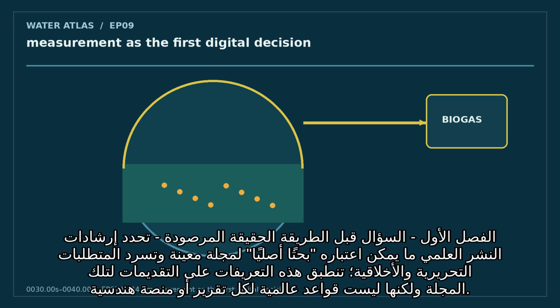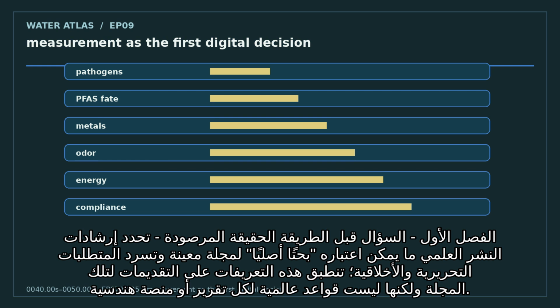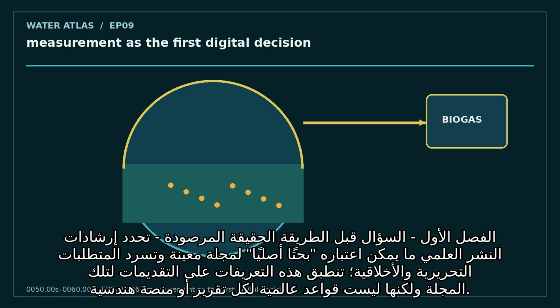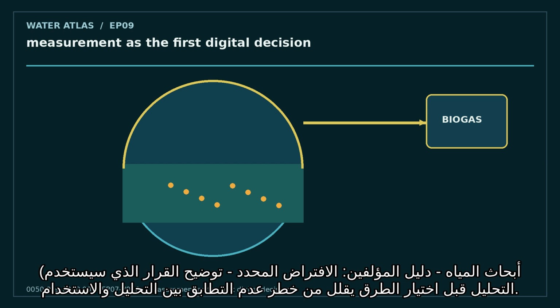Chapter 1. The question before the method. Observed fact. Scholarly publishing guidance defines what counts as original research for a particular journal and lists editorial and ethical requirements. Those definitions apply to submissions to that journal, but are not universal rules for every engineering report or platform.